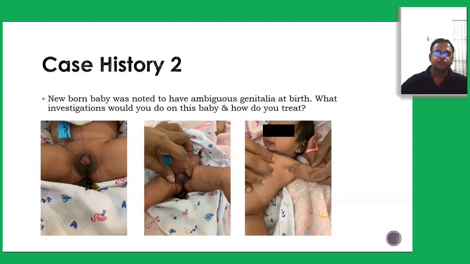So case history 2: this newborn baby was noted to have ambiguous genitalia at birth. This one also was in our postnatal ward a few weeks back. So what investigations would you do on this baby and how would you treat? Again, if you can type your answers in the chat box, then we'll go for the discussion. This is another situation where they can present with problems with sugar, hypoglycemia, right?